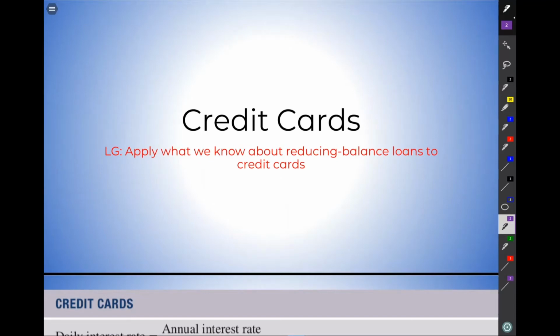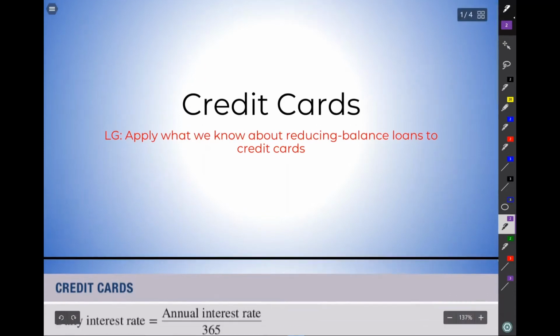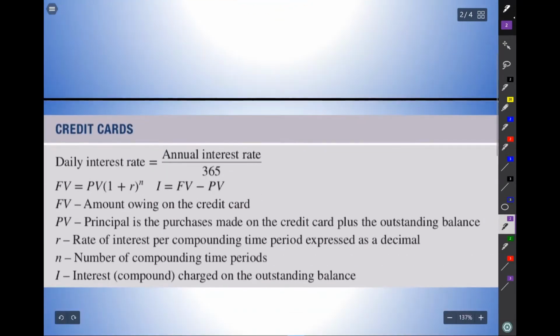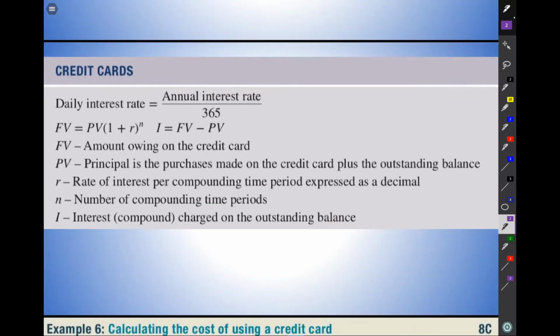Now we're going to look at credit cards, and credit cards are actually mentioned quite a lot in the syllabus. The rest of our lessons for this unit are going to be focusing on credit cards. The first thing we're going to be doing in this lesson, though, is just calculating the total amount that you'll pay on a credit card debt.